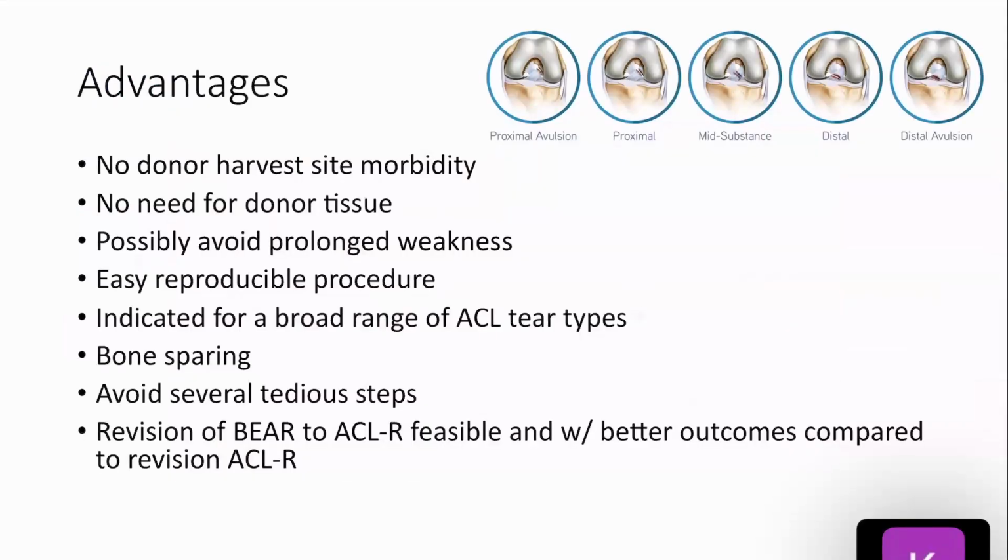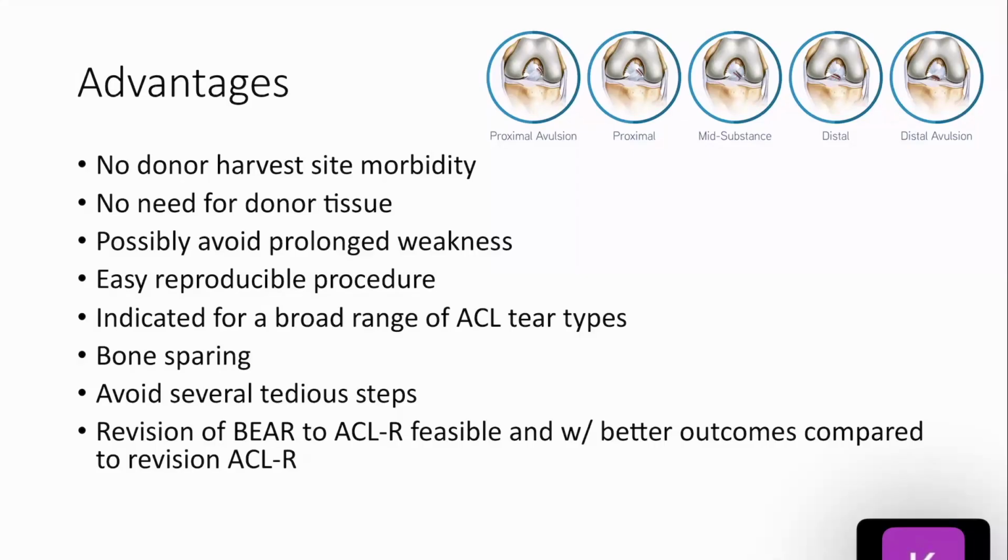So there are several advantages for using the ACL repair BEAR technique. You don't have to harvest an autograft, so there's no donor site morbidity. There's no need for human donor allograft tissue. You could possibly avoid prolonged weakness that you may see with the reconstruction. And it is a fairly easily reproducible procedure. And it has now been indicated for a broad range of different types of ACL tears.